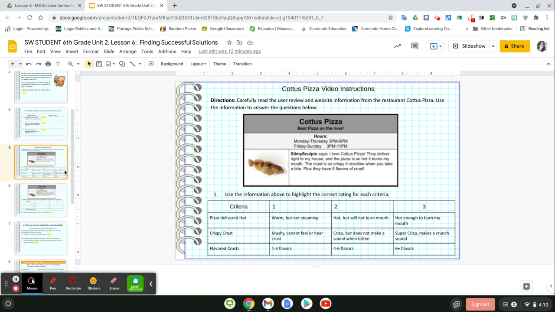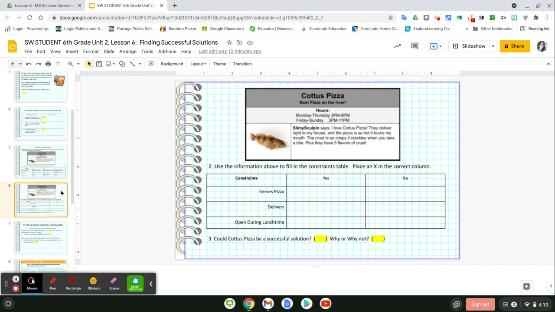All right, so let's talk about the constraints. Looking at our chart down here, our constraint would be the place has to serve pizza, it has to deliver, and it has to be open during lunchtime. Constraints are yes or no. You don't rate them, it's either a yes or a no. And if you have any no's, you cannot use this pizza place.